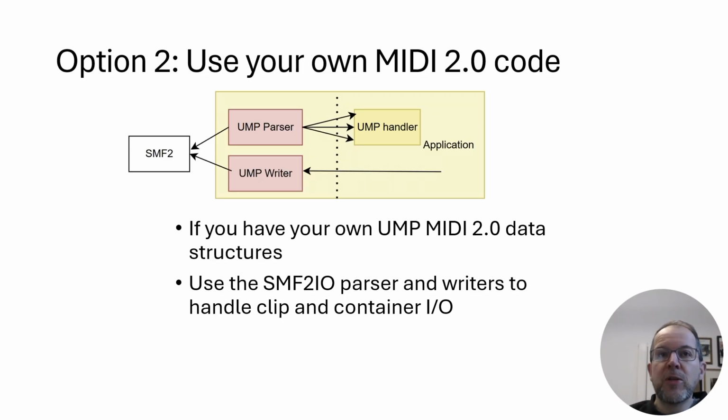The second option is if you already have your own MIDI 2 code, so you've got all your own UMP classes, then you can write a layer to convert the internal types of the SMF2 IO library onto your own types, and then just embed the parser and writer layers. So again, the whole file management aspect has been abstracted for you, and you're able to obtain these events directly inside your own application.